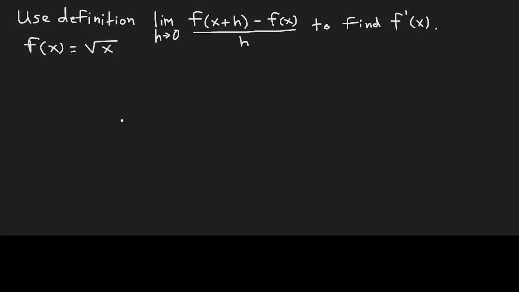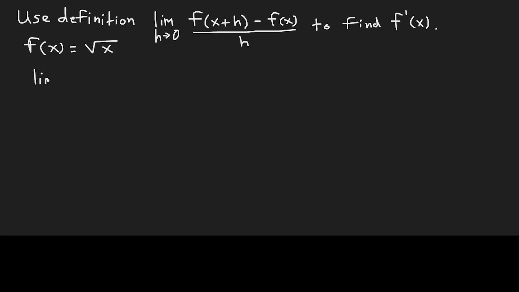So we're going to use this definition, the limit as h approaches 0 of f of x plus h minus f of x all over h, to find f prime of x. That's the first derivative of this function, f of x equals square root of x. So I'm going to try to find the derivative of the square root function. Let's get started. We're just going to apply this definition.